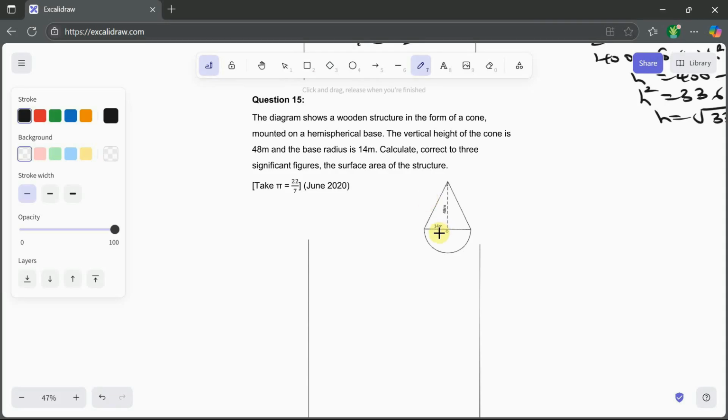So look at this. What we know is that if the radius is 14, then this height here is also 14. So this place here is also 14 because those are the same radius, and that means the total height here is going to be 60.